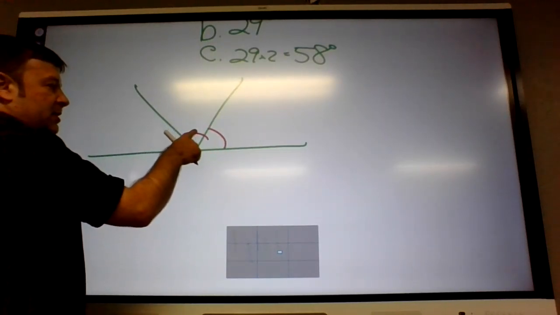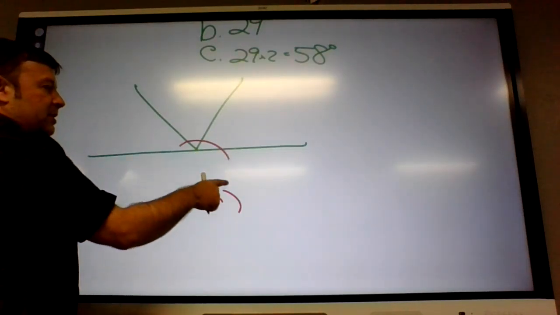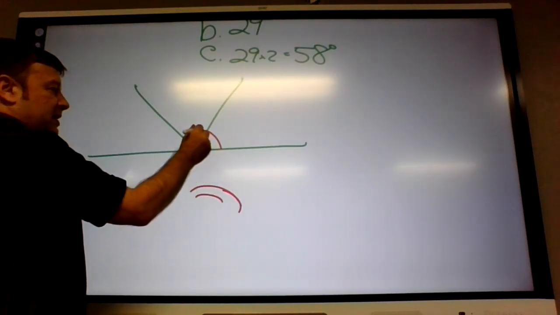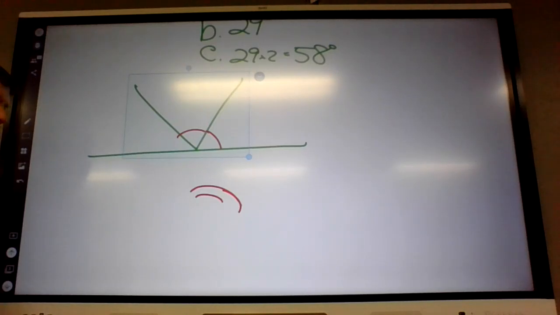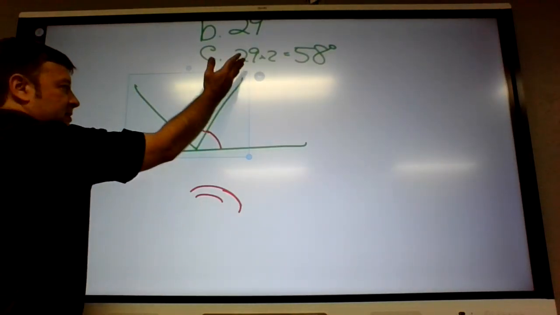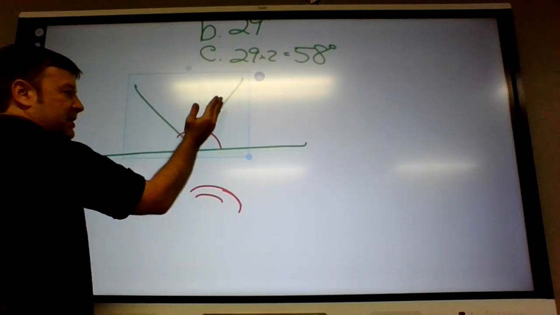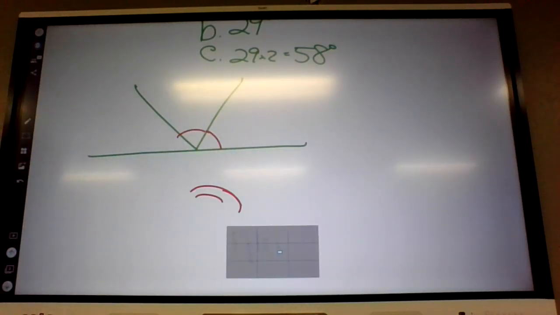The way they drew it, it looks like one large arc, but really what they're saying is this angle and this angle are the same thing. So basically this ray right here is an angle bisector. These two should be equal. So really it is the same thing as number 25.